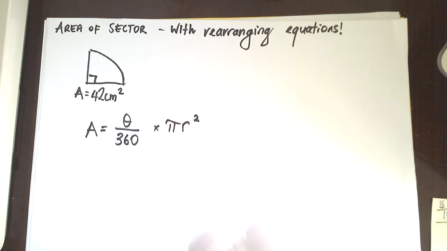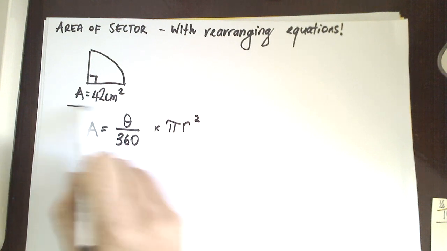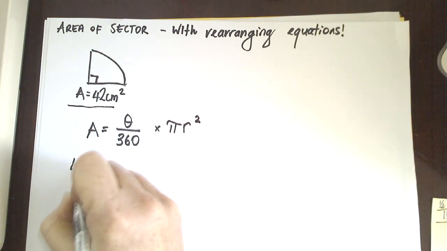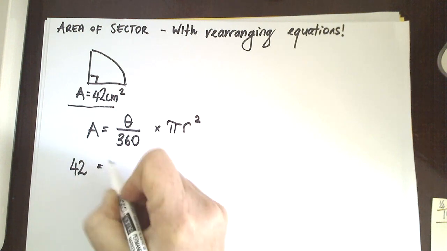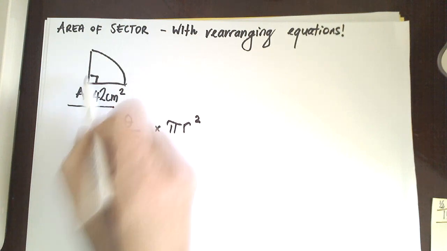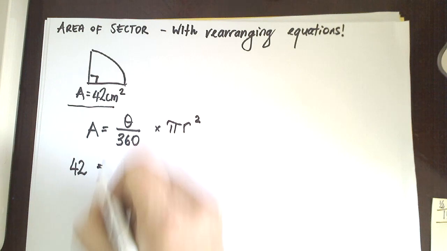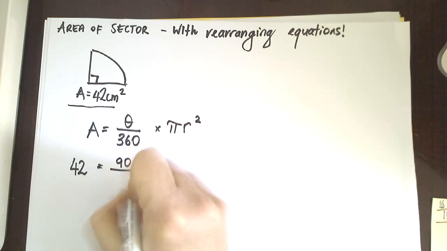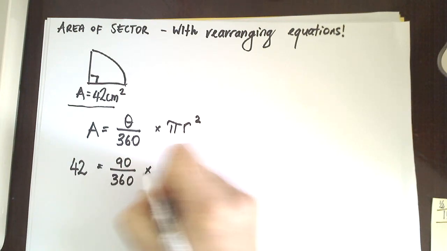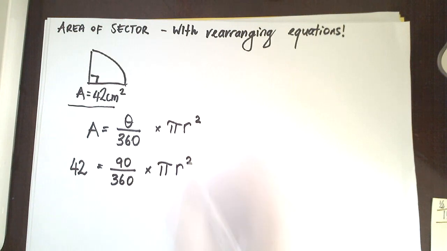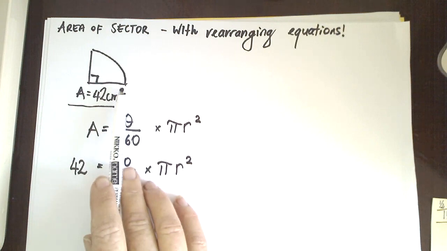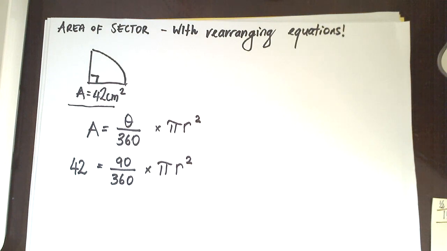Using this formula, let's add in what we do know from our question. The area has been provided, so 42 will equal, now our angle here has been provided by the right angle sign, and a right angle is 90 degrees. So given that we've now substituted, it's clear that we don't know the radius, and this is what we need to find out.